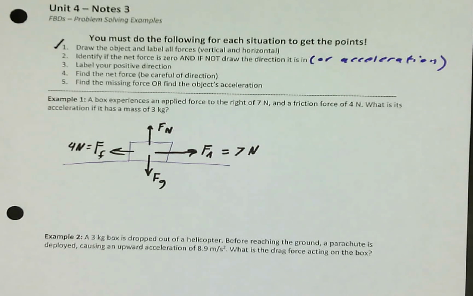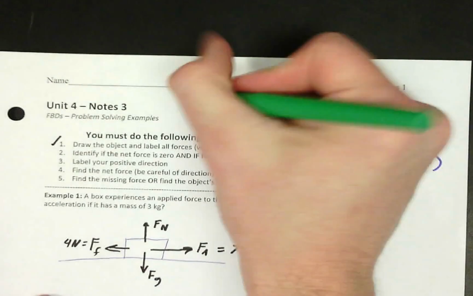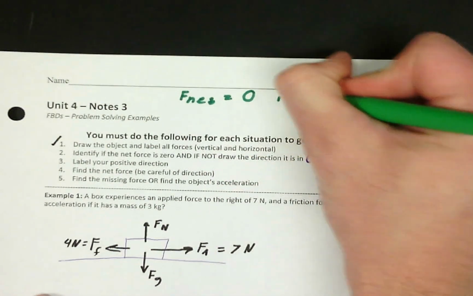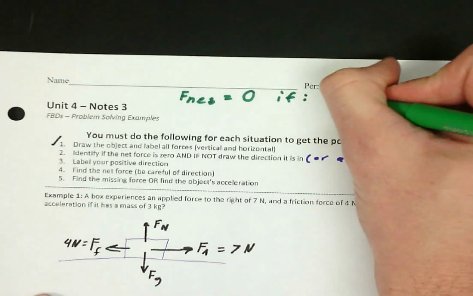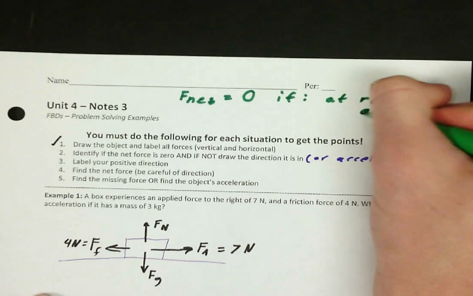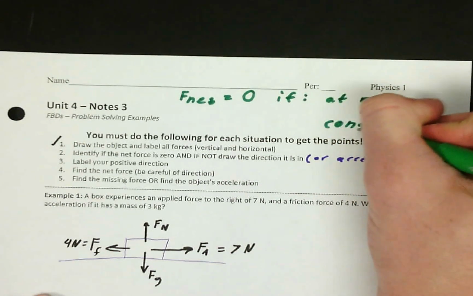Step 2, we need to identify the net force, if it's 0 or if it's not, then we need to draw the direction it's in. Now, it does not say 2 things in particular. So first of all, F net equals 0 if it's at rest or it says constant velocity.